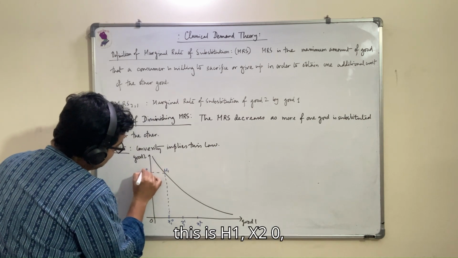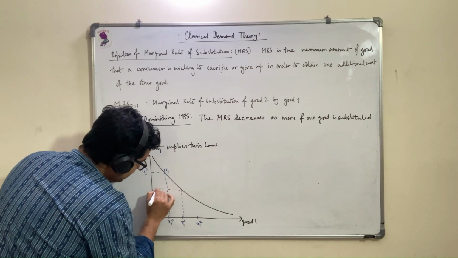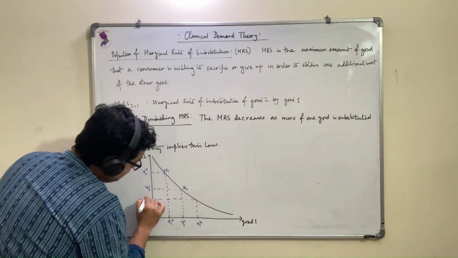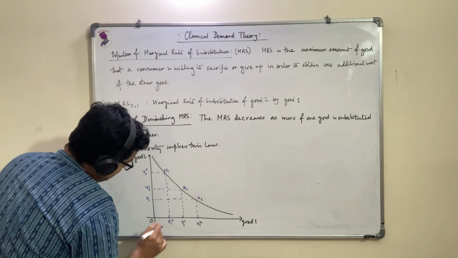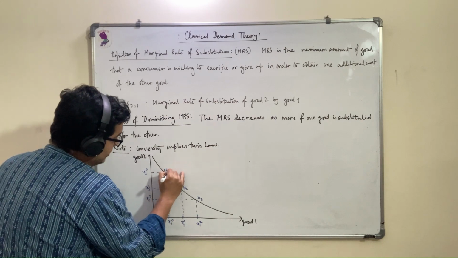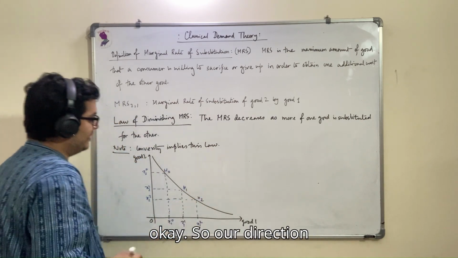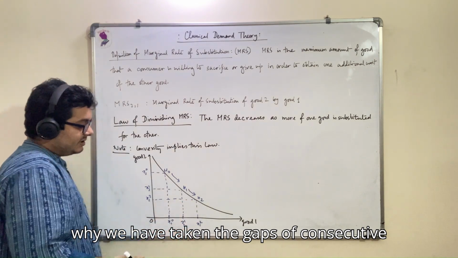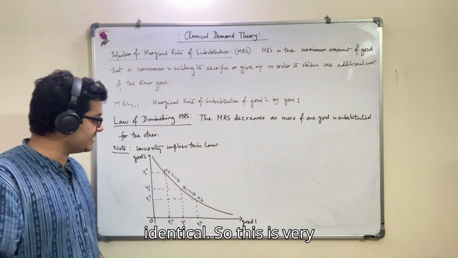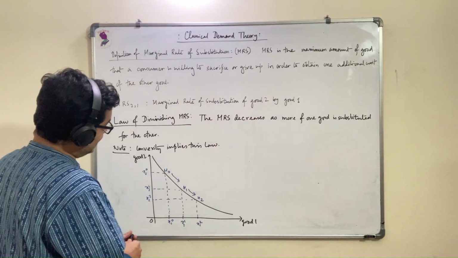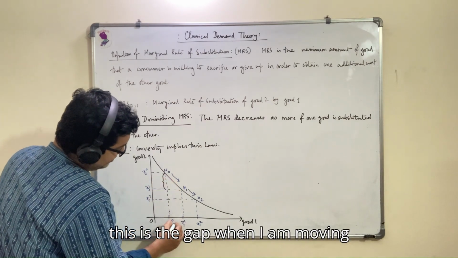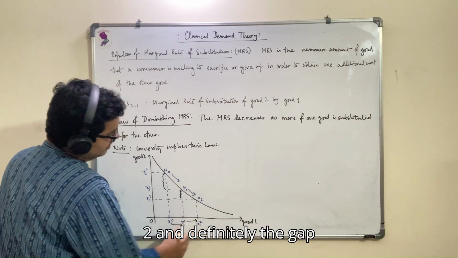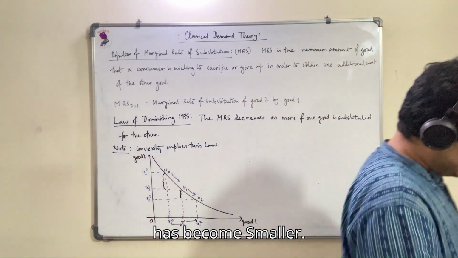So this is h1, x2 naught, h2, x21, and h3, x22, or to keep balance, h0, h1 and h2. Okay, so our direction of movement is in this direction. That is why we have taken the gaps of consecutive first good as identical, approximately identical. Okay, so this is very clear, right, that this is the gap when I am moving from naught to 1, and this is the gap when I am moving from 1 to 2, and definitely the gap has become smaller.